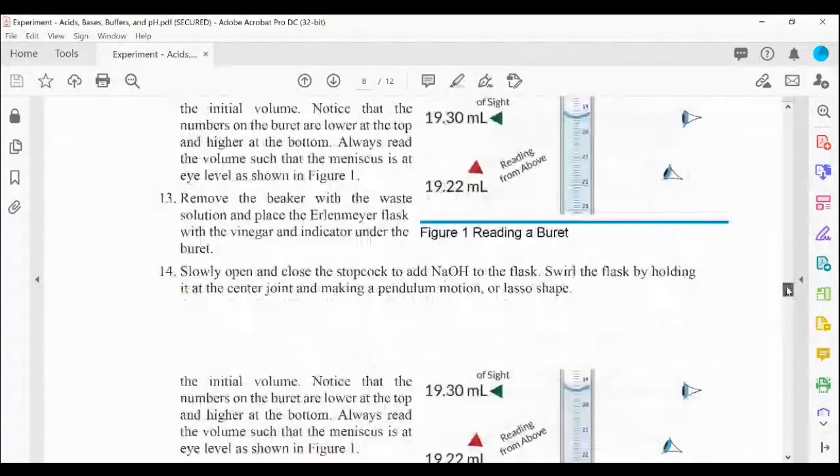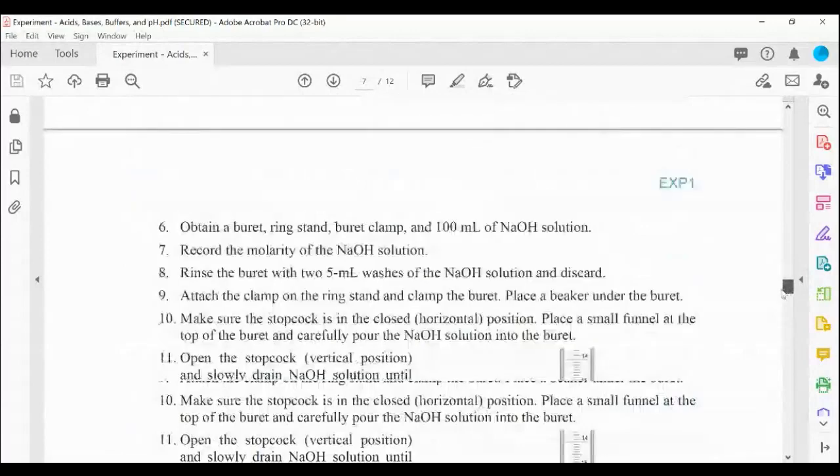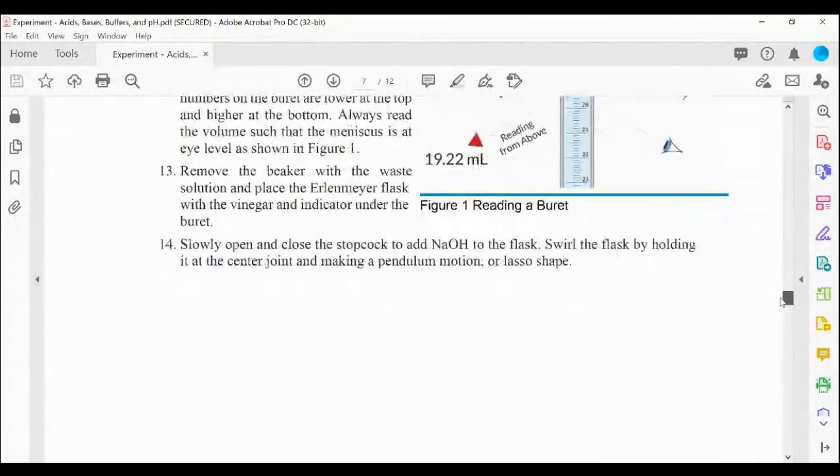And then let's go almost to buffers. What else is in here? The titration, we talked about that.